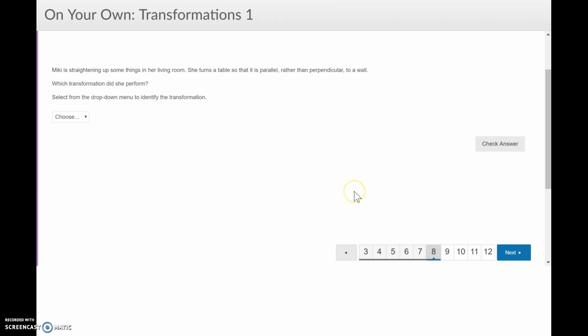All right. Micah is straightening up some things in her living room. She turns the table so that it is parallel rather than perpendicular. Turns the table to a wall. What transformation did she perform? Well, when you make a turn, what kind of transformation is that? That is a rotation.